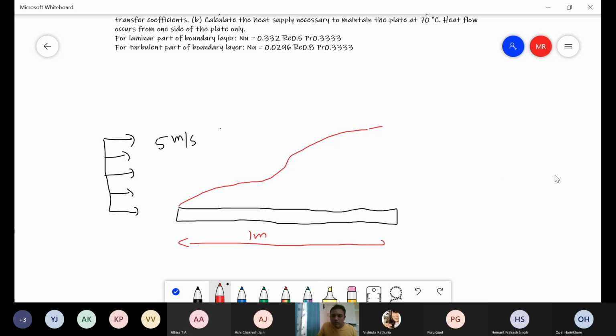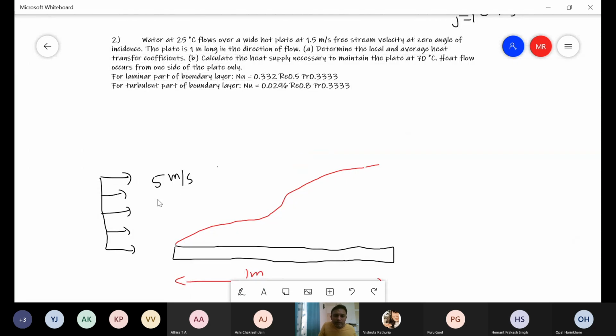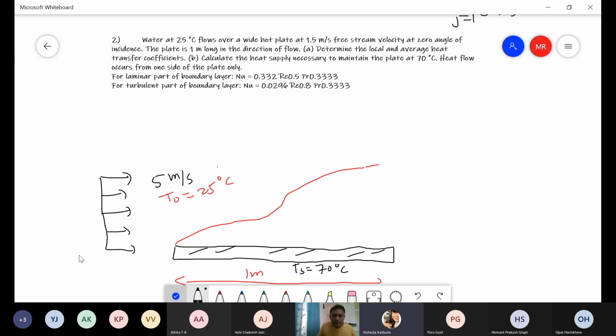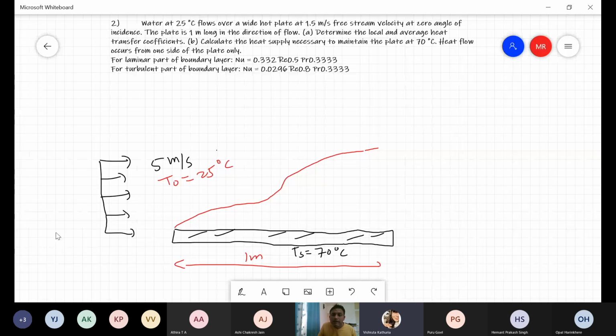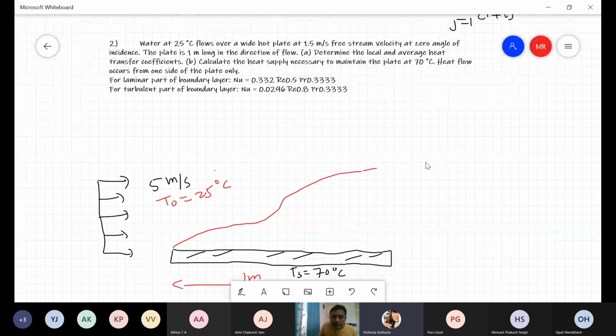Now, in addition to this, the temperature here is given. So T naught is given as 25 degrees Celsius, and the temperature of this plate, that is T S, is given as 70 degrees Celsius. So this is what is given here. So the free stream velocity is given as 1.5, sorry.